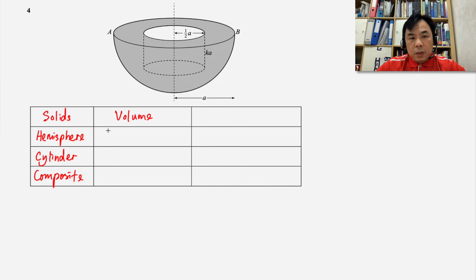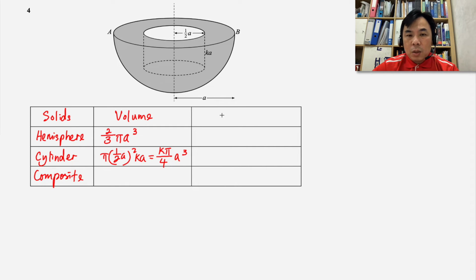Now the volume for a hemisphere is 2/3 pi r cube. In this case the radius is a, so 2/3 pi a cube. That's the volume for the hemisphere, shouldn't be a problem. And then as for the cylinder, the formula will be pi times half a squared multiplied with the height, which is ka here, and then that can be simplified to k pi over 4 a cube.